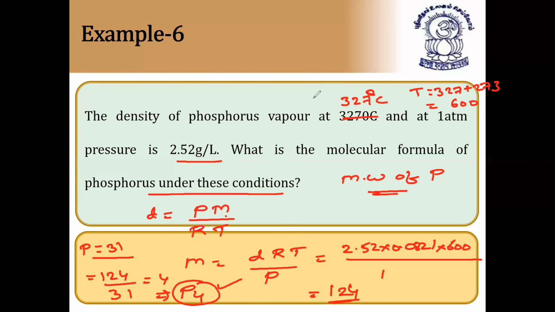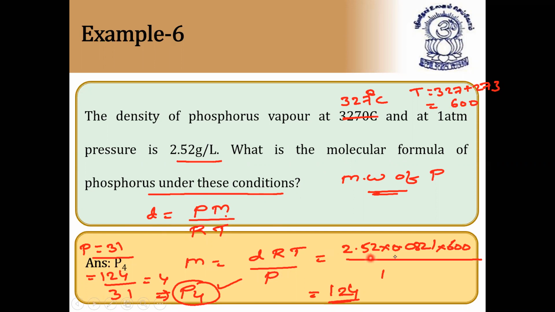I hope you understood the concept. Let us check the answer now. So it is P4, as I told you. Clear now? So D is equal to PM by RT. They are asking the molecular formula of phosphorus. So for finding the molecular formula, we have to find the molecular weight. To find the molecular weight, you can use the relation D is equal to PM by RT. So M is equal to DRT by P.